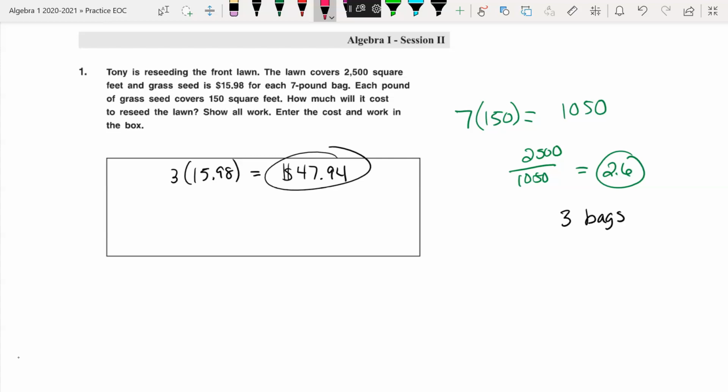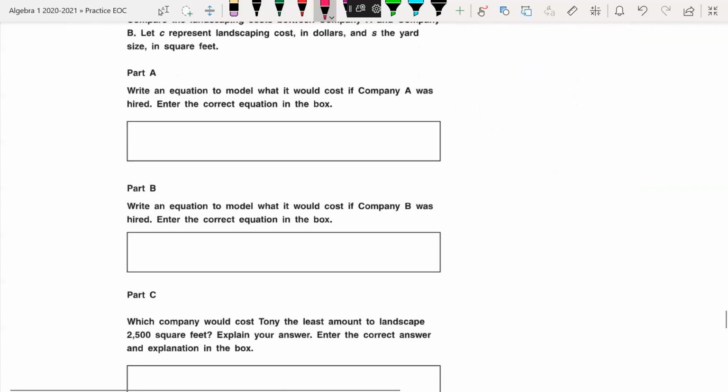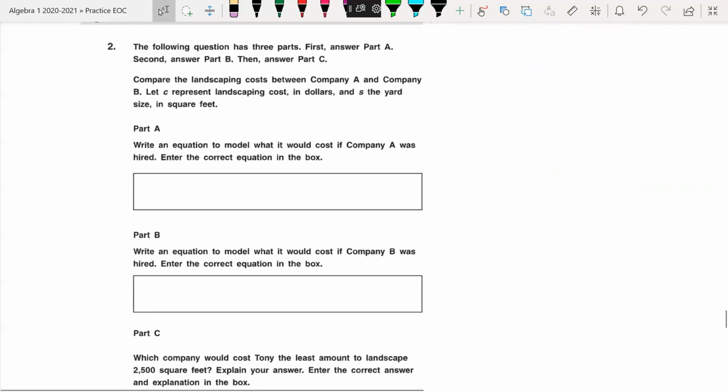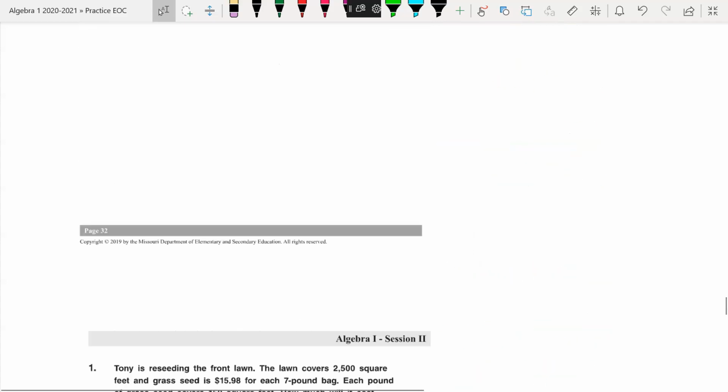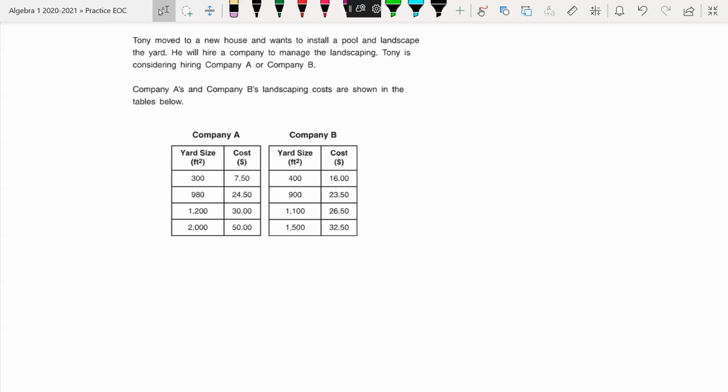Then number 2 asks you to answer 3 parts, but it used the information from above. So it says, write an equation to model what it would cost if company A was hired. So if I go up to company A, if I want to write an equation, I'm probably going to write it into y equals mx plus b form. So with that being said, I need to pick 2 points, these two. I'll just do the first and the last, and I'm going to do slope of them.